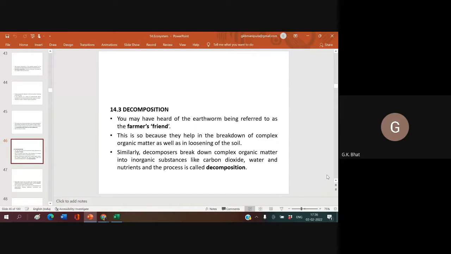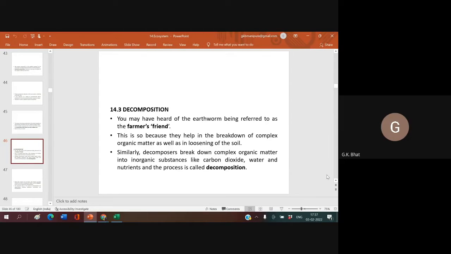How does the body undergo decaying? It is because of two important organisms. One is the bacteria and another one is the fungi. But along with these bacteria and fungi, there are so many other organisms also involved in this process of decomposition.